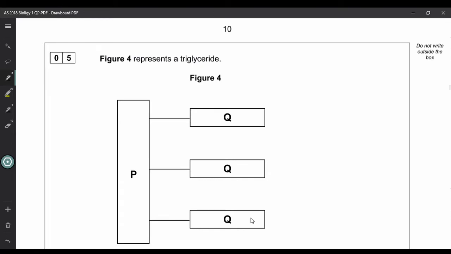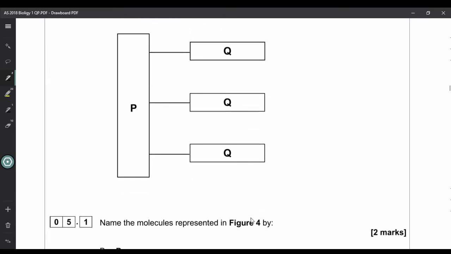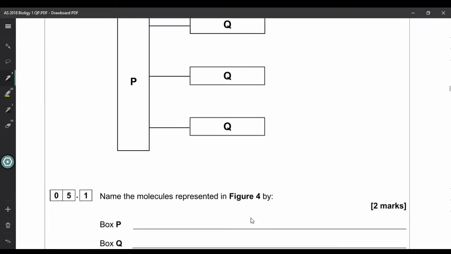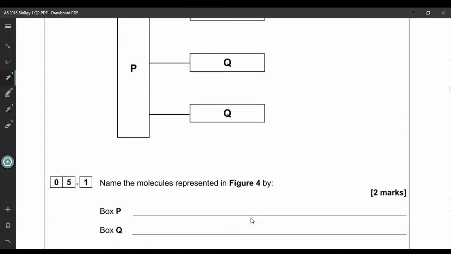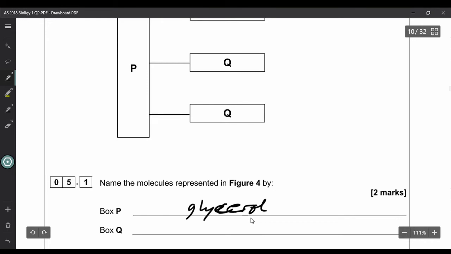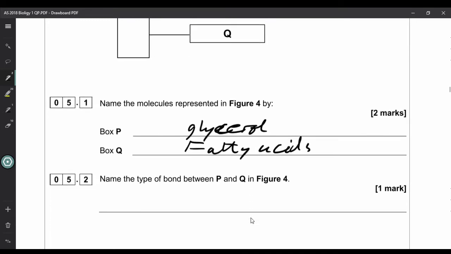So question 5 is about triglycerides. So we're given a simple structure there and we're asked to identify what P and Q is. So P is glycerol, so we have a molecule of glycerol. And that is attached to 3 fatty acids. And the type of bond we get between the glycerol and the fatty acids are ester bonds.